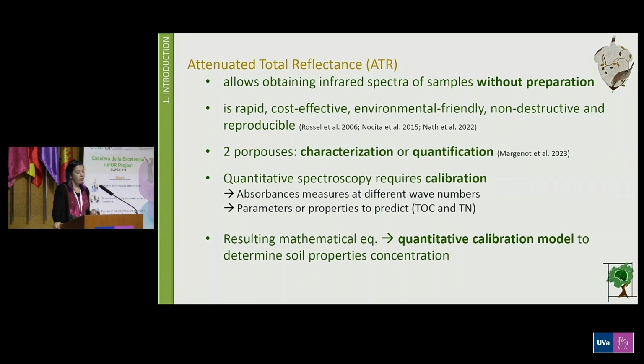We can use this technique for two purposes: characterization and quantification. And for quantification, what we need is to have calibration processes. For this calibration process, we need two types of variables: the independent variables, which are the absorbance measures at different wave numbers, and the dependent variables, which are the parameters or the properties of the soil or the litter fall that we want to predict. In this case, we're going to predict the total organic carbon and the total nitrogen.